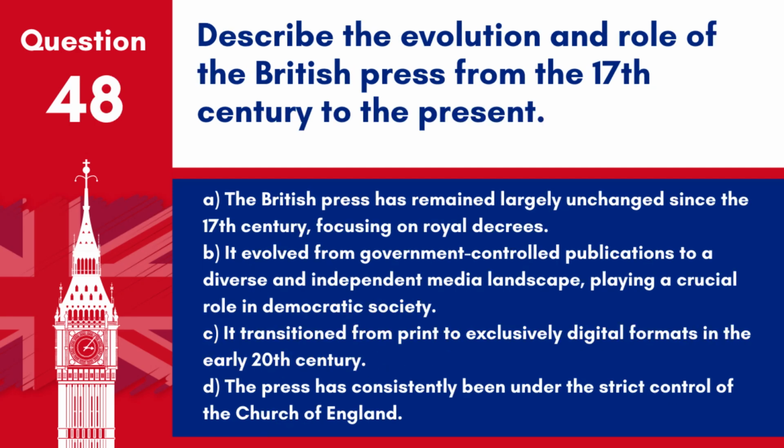Question 48. Describe the evolution and role of the British press from the 17th century to the present. A. The British press has remained largely unchanged since the 17th century, focusing on royal decrees. B. It evolved from government-controlled publications to a diverse and independent media landscape, playing a crucial role in democratic society. C. It transitioned from print to exclusively digital formats in the early 20th century. D. The press has consistently been under the strict control of the Church of England.